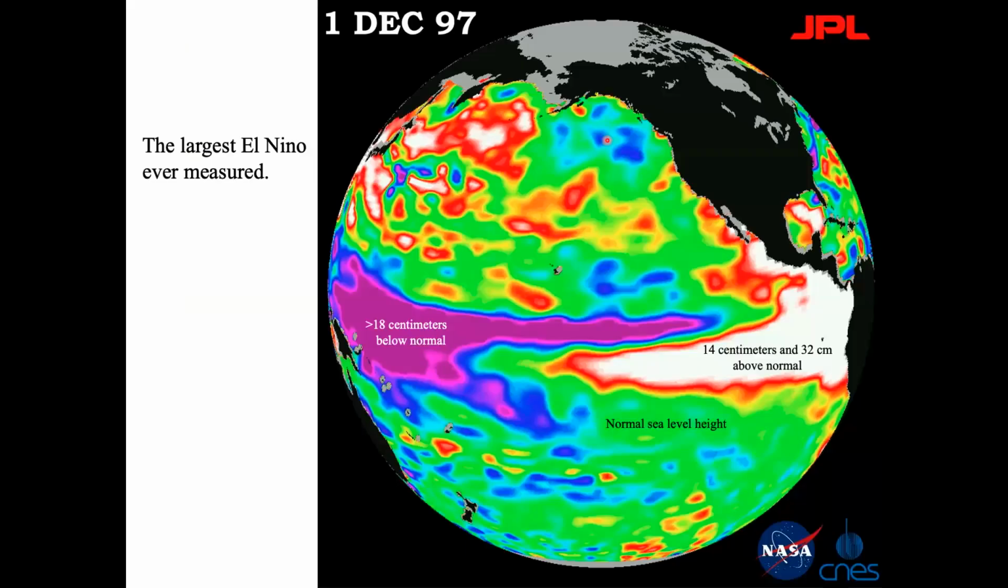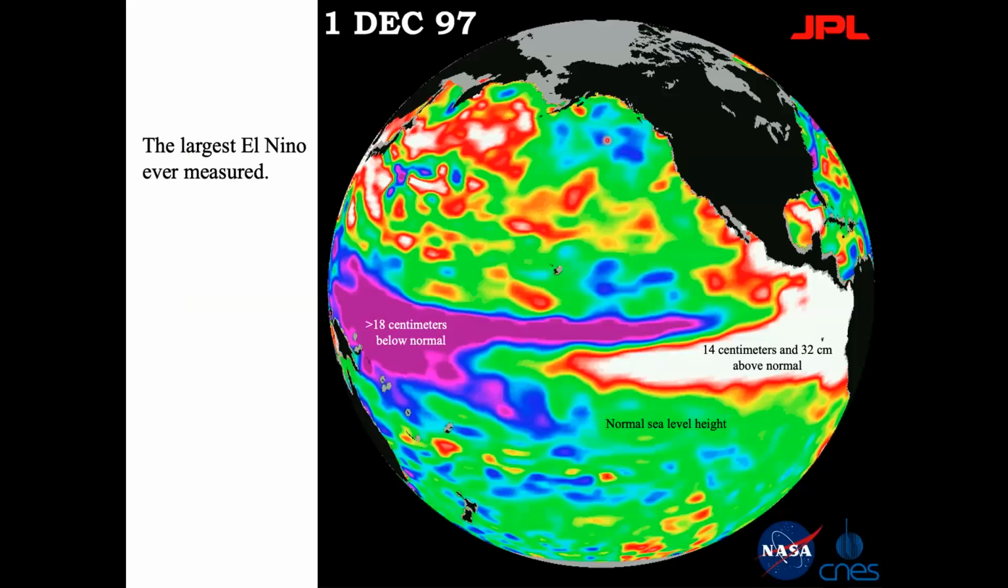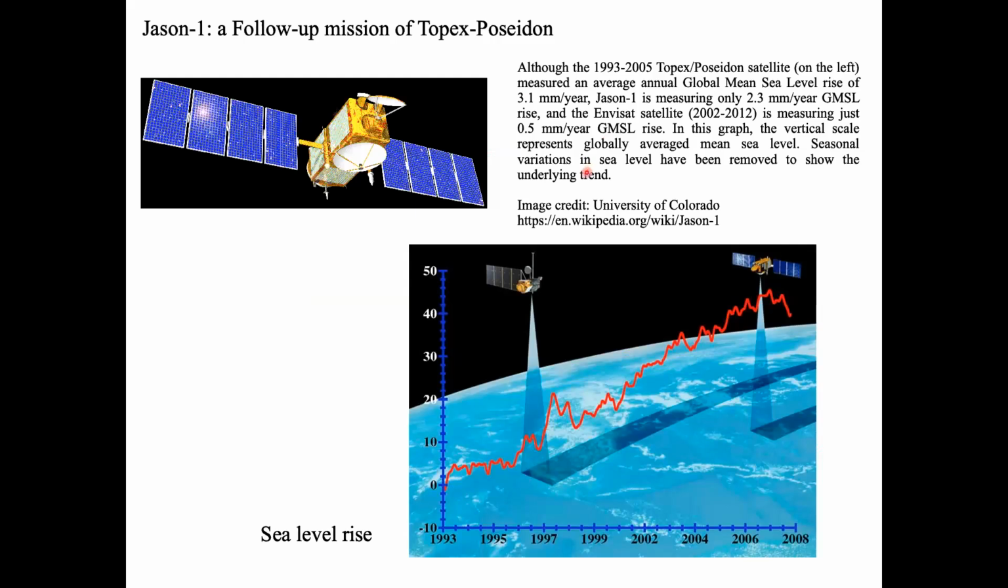There are some interesting results which came from these missions, in addition to the sea level rise. I won't go into this, but one interesting topic is the amount of sea level rise measured by TOPEX Poseidon and its follow-up mission, which is called JSON-1. And today we have another similar mission called JSON-2. And you can see it's from 1993, set in the zero. These are millimeters on the vertical scale.